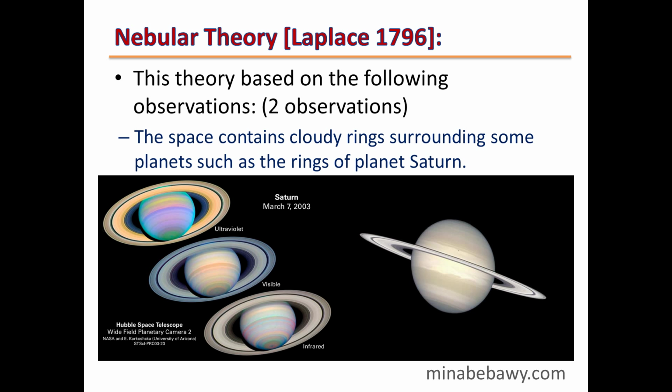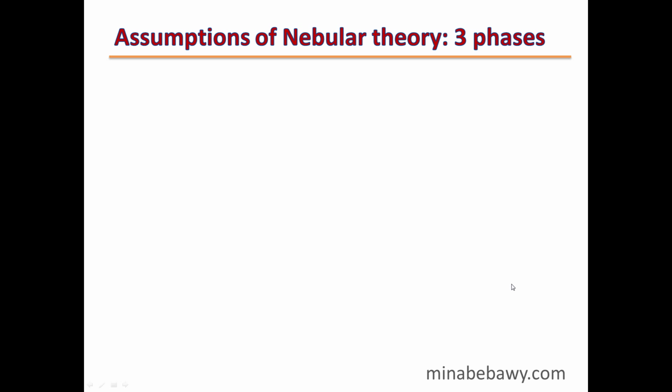The second observation is that space contains cloudy rings surrounding some planets, such as the rings of planet Saturn. Saturn is surrounded by a gaseous ring. According to these 2 observations, Laplace formed his theory.